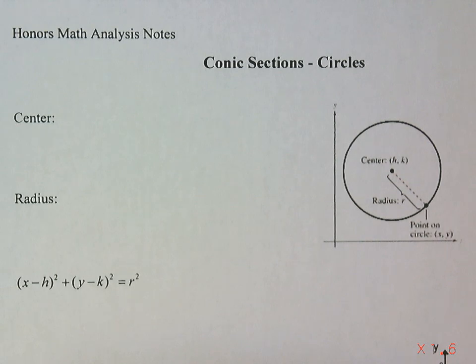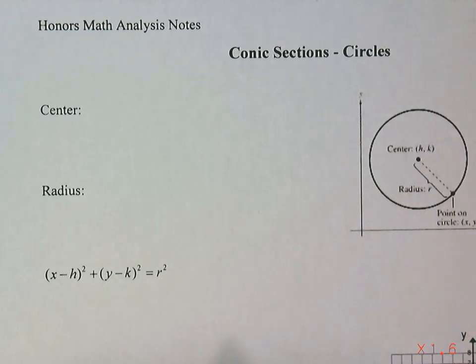Circles have a formula: x minus h squared plus y minus k squared equals r squared. This should look familiar from the unit circle. The unit circle would have the center at 0, 0, so you'd have an x squared and a y squared, and the radius is 1, so it would just be x squared plus y squared equals 1.